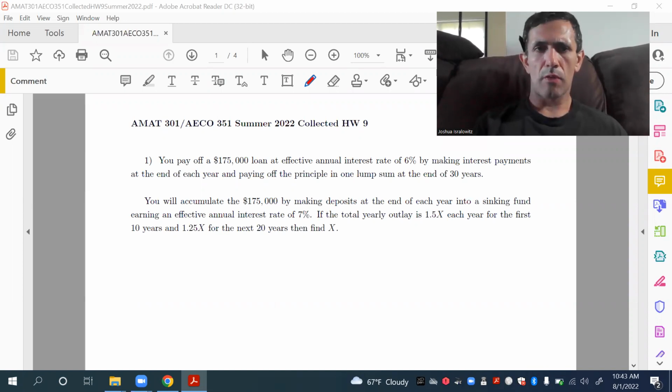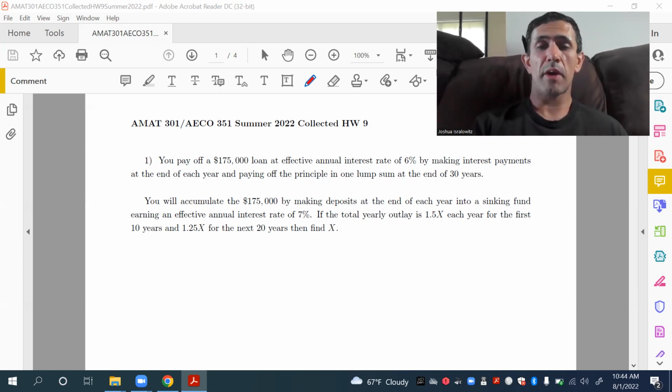So for the first problem, you pay off a loan, 175,000, at an effective annual interest rate of 6% by making interest payments at the end of each year and paying off the principal in one lump sum at the end of 30 years. So a very typical sinking fund method problem. This is exactly what the sinking fund method is. It's not just one formula.